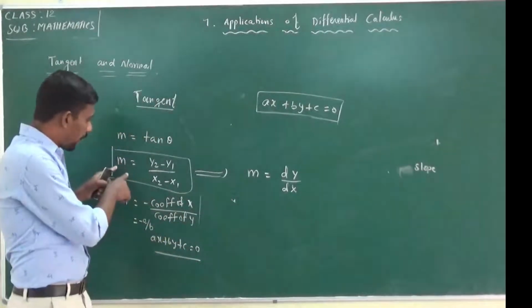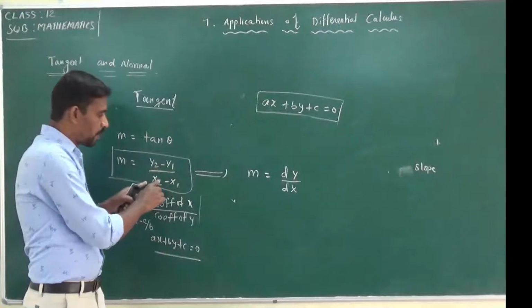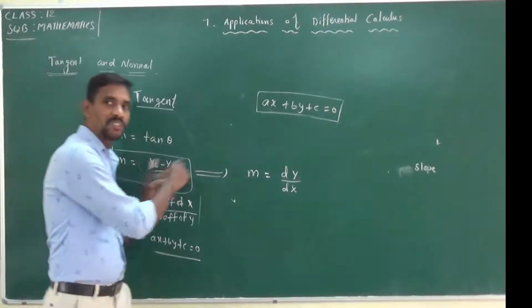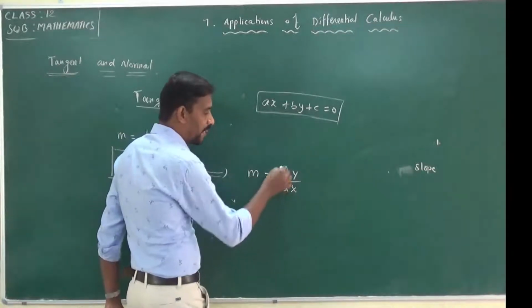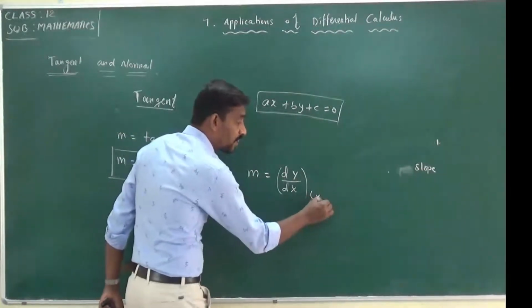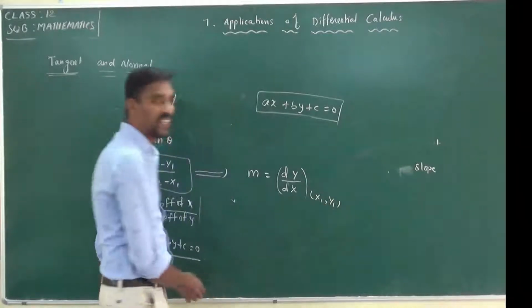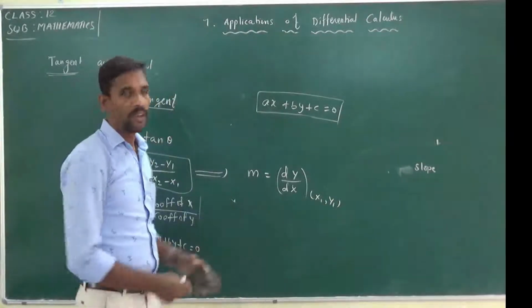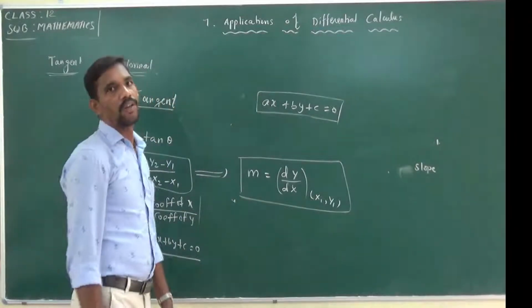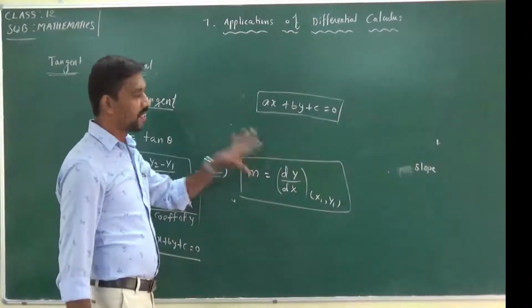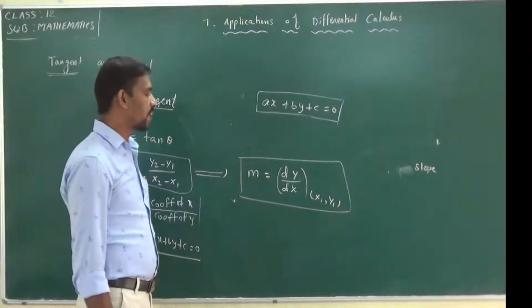So this m, y2 minus y1 divided by x2 minus x1, this slope is transformed into a differential. M is equal to dy by dx, at the point of contact we get the slope, right? So now we have to use this slope to find the equation of the tangent, right?